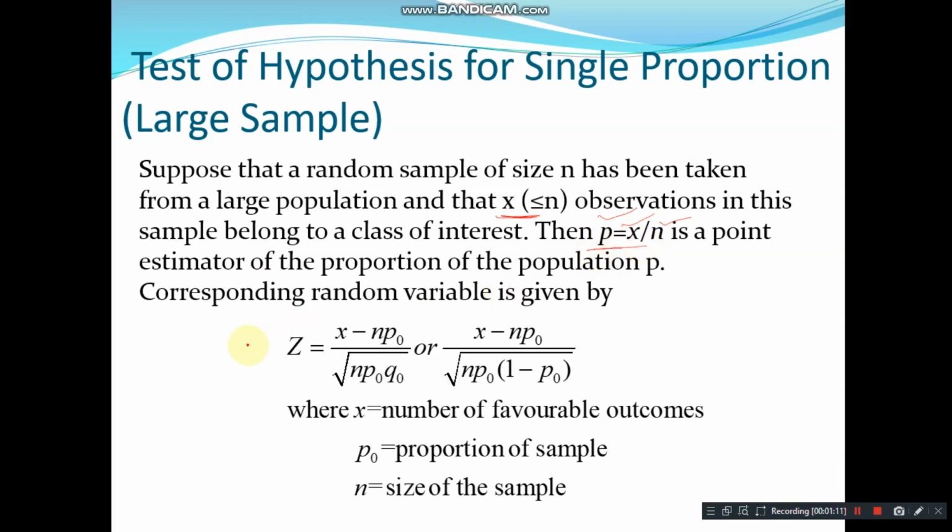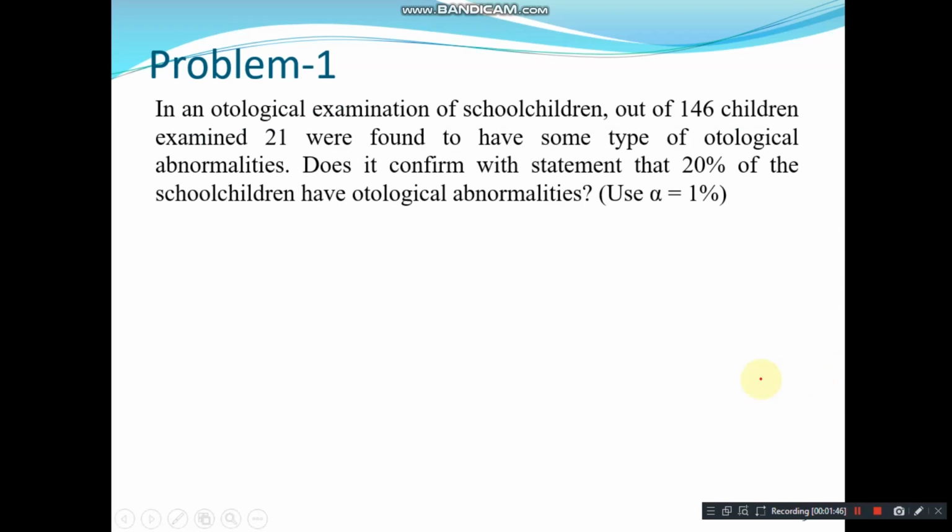Now let us see what random variable or test statistic we are going to use for testing of hypothesis for single proportion related problems. It is (X minus n p naught) over root of n p naught q naught, where q naught is nothing but 1 minus p naught, since p plus q is equal to 1. Here x is the number of favorable outcomes, p naught is the proportion, and n is the size of the sample. But let us see how we test the hypothesis for certain problems.